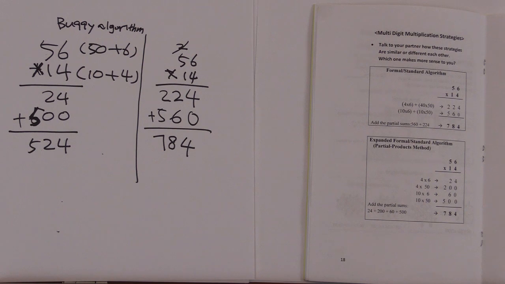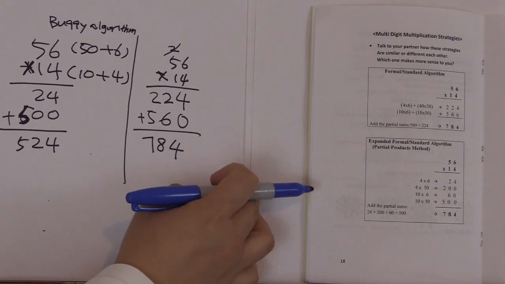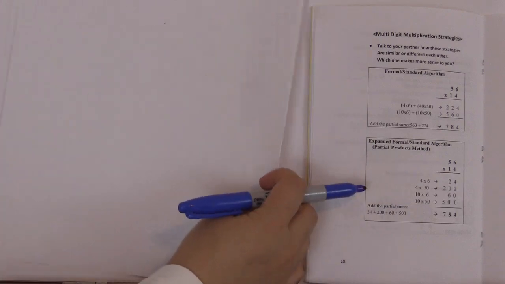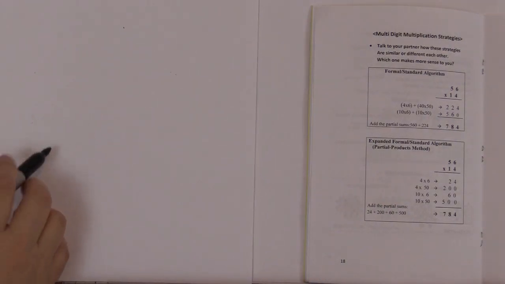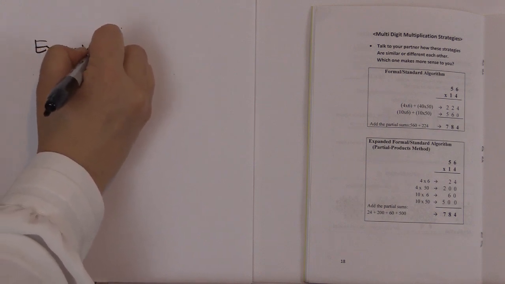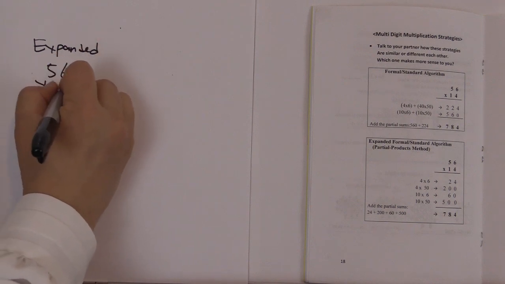Then can you try the extended algorithm like we did for addition? Why not? Let's try to do that. I use this different paper so I can compare later. So this is the expanded algorithm. We have the same number, 56 times 14.